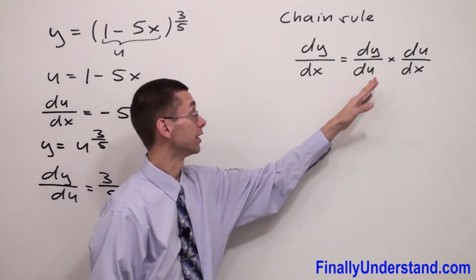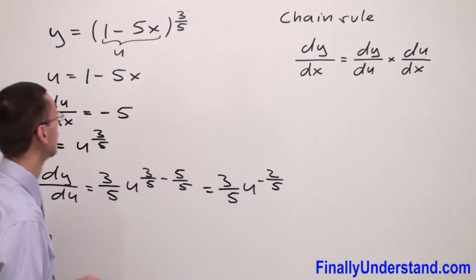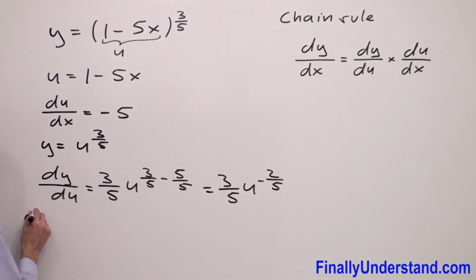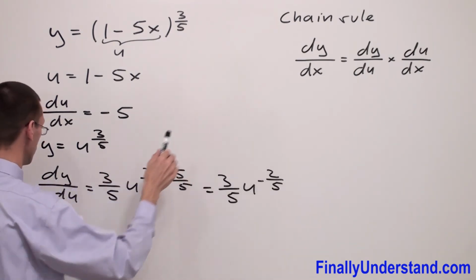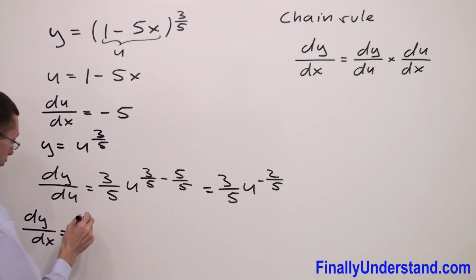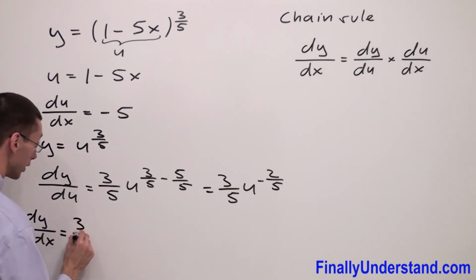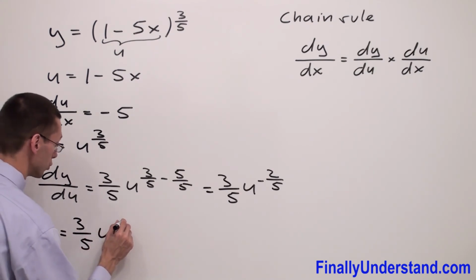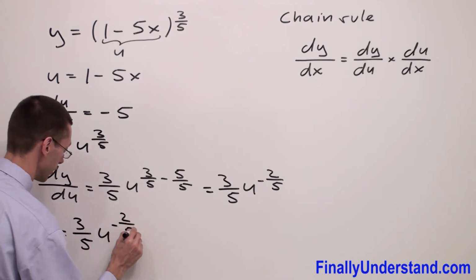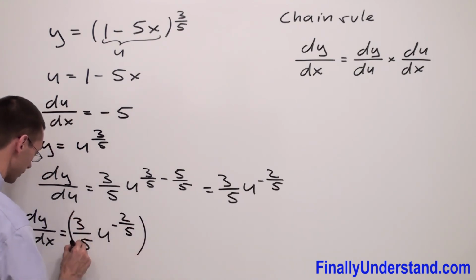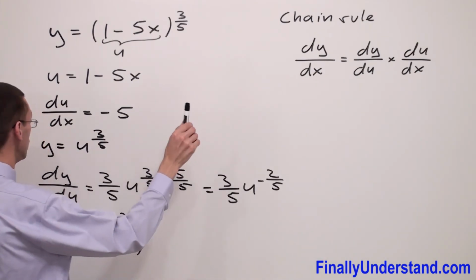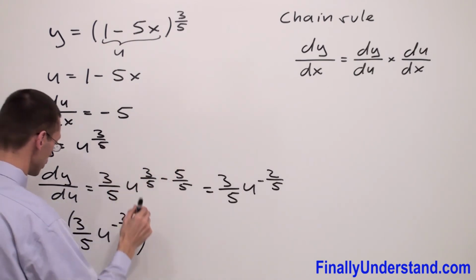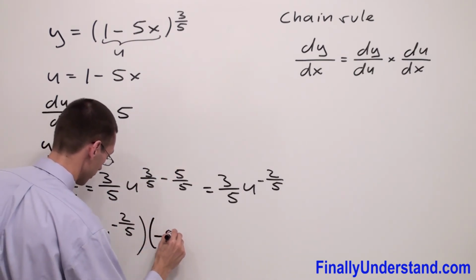So this is basically what I need in order to find the derivative of this function. So dy over dx is equal dy over du. Dy over du is equal 3/5 u minus 2/5 times du over dx, which is equal negative 5.